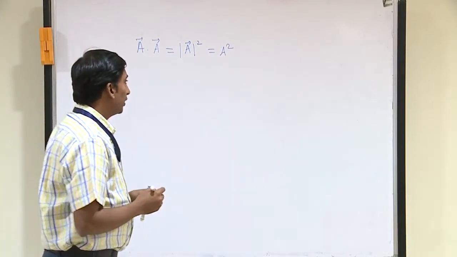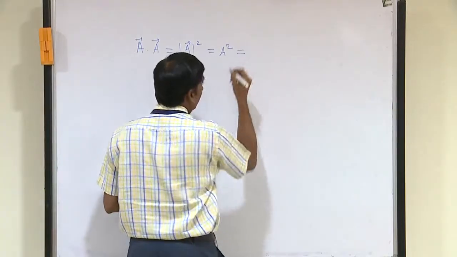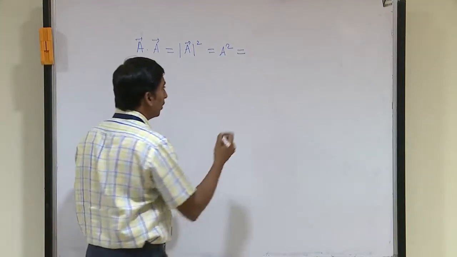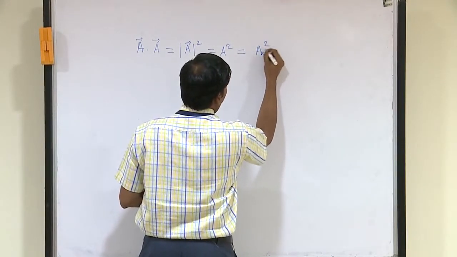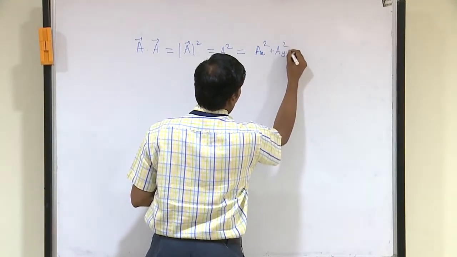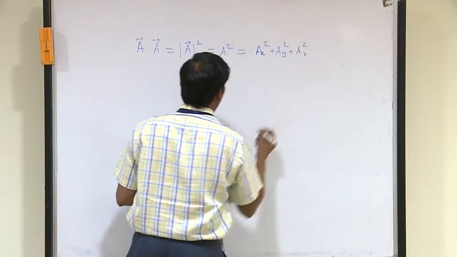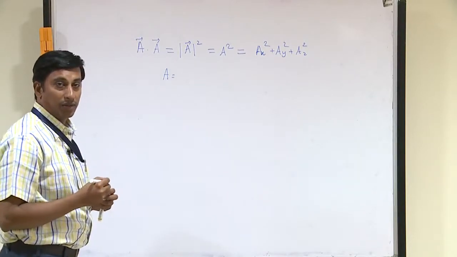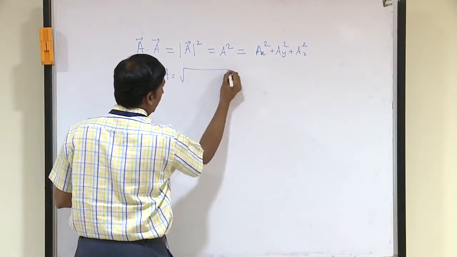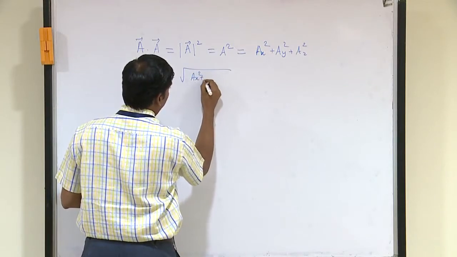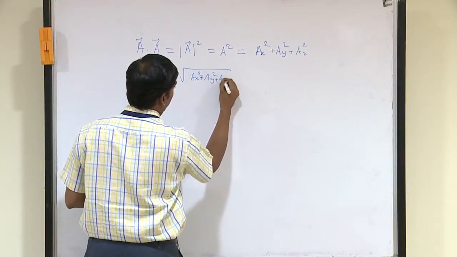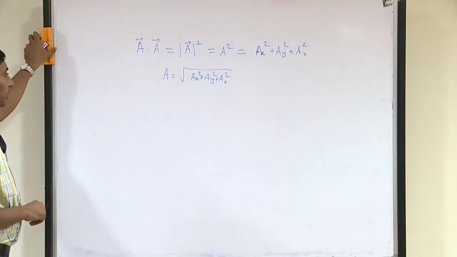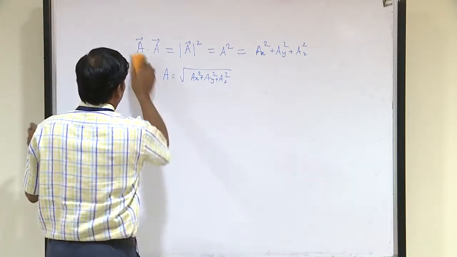So what will this be equal to in terms of components? This will be equal to ax square plus ay square plus az square. Then the magnitude of the given vector A, denoted by A without a vector symbol, will be square root of ax square plus ay square plus az square. This for completeness I wanted to mention.